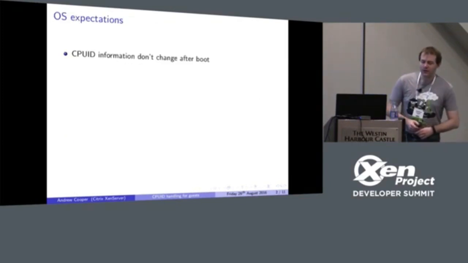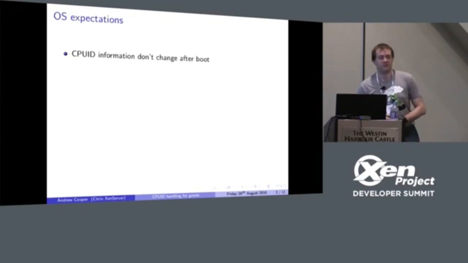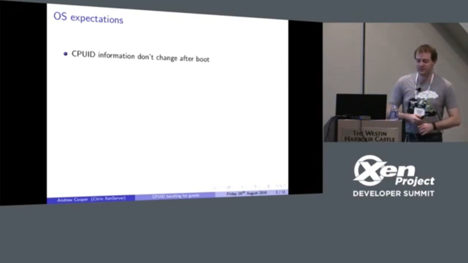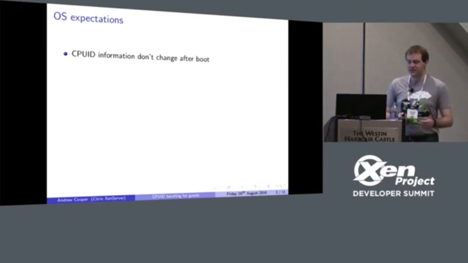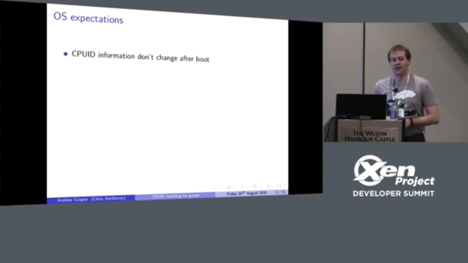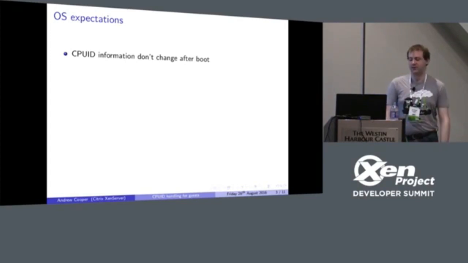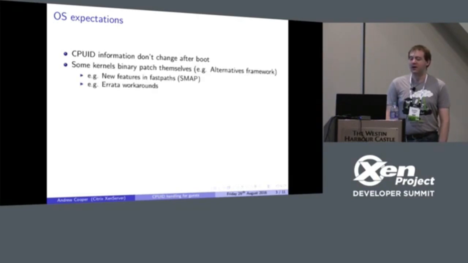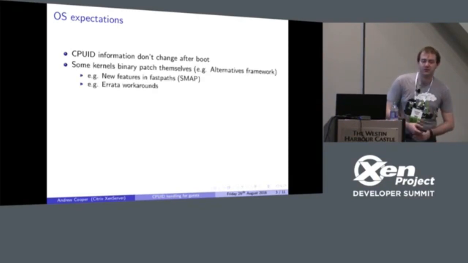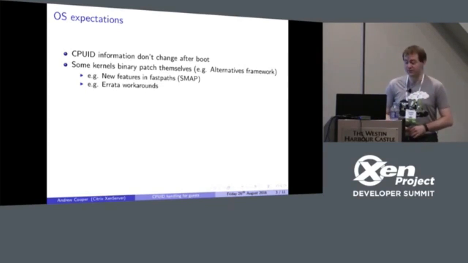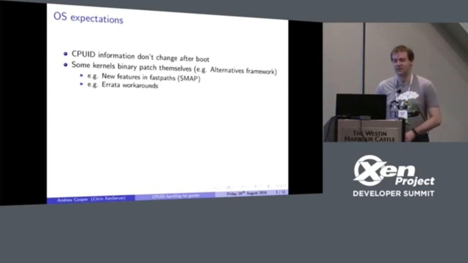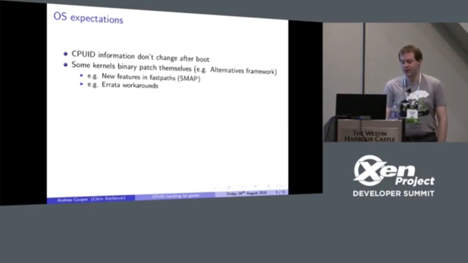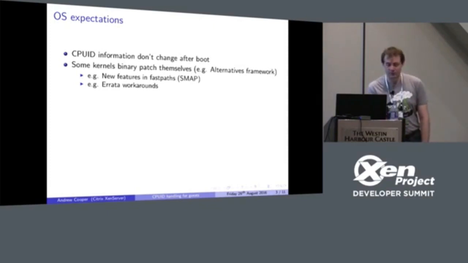So when you're migrating an operating system, it has a few expectations. These expectations come from the fact that operating systems were developed on native hardware. On native hardware, you boot up, you do a one-time look around the system, and things tend to stay very constant at that point. Nowadays, kernels will binary patch themselves, so things like the STAC and CLAC instructions for SMAP, and various errata workarounds that may be too prohibitive to have in general.